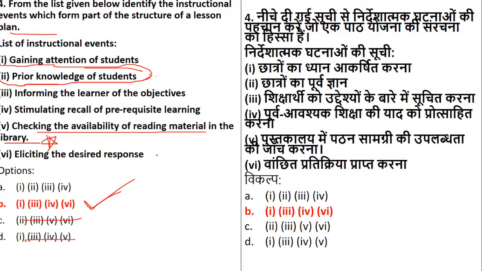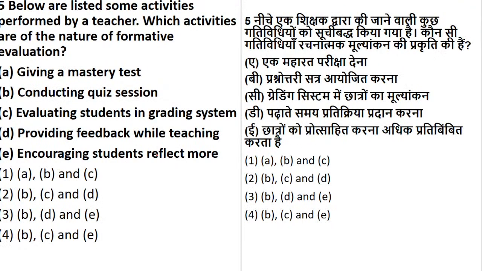Okay, fine. So now let's go to question number 5. Question number 5 is basically on evaluation, that is formative evaluation. Yesterday also we did one question on formative evaluation. Below are listed some activities performed by a teacher. Which activities are of the nature of formative evaluation? So they are saying that the activities are performed by the teacher, so out of these activities you have to find out the nature of formative evaluation. The options are giving a mastery test, conducting a quiz session, evaluating students in grading system, providing feedback while teaching, encouraging students to reflect more.